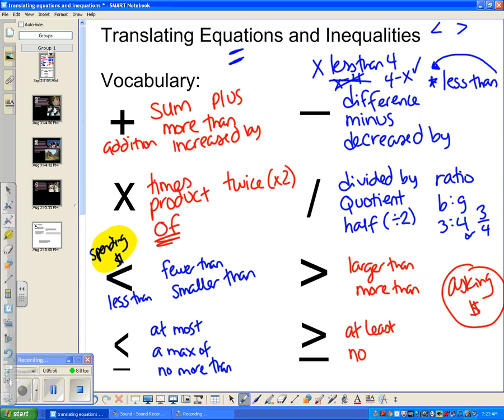I'd need no fewer than 2 grand. So I need at least 2 grand or more. Or I can say I need a minimum of 2 grand. Cool. Okay, so those are some words. We're going to move on.